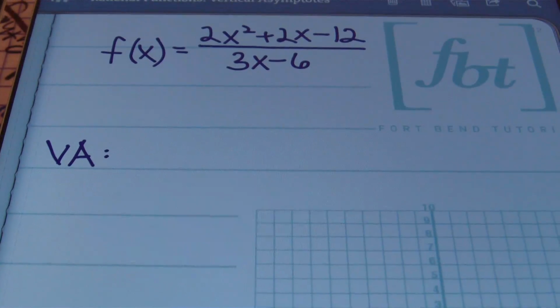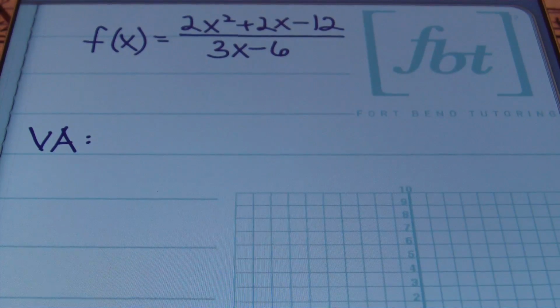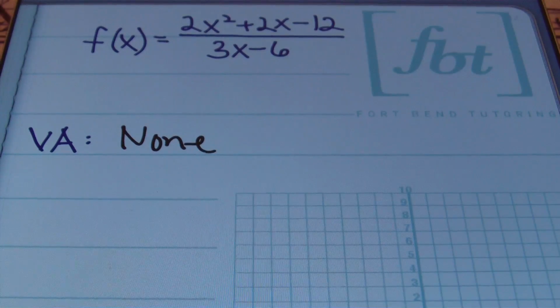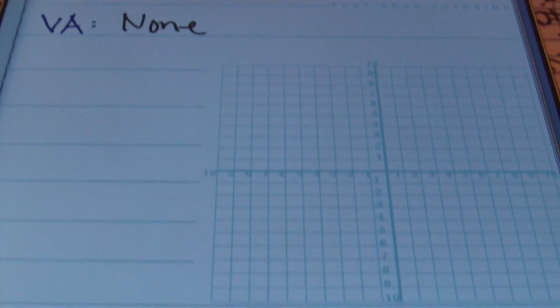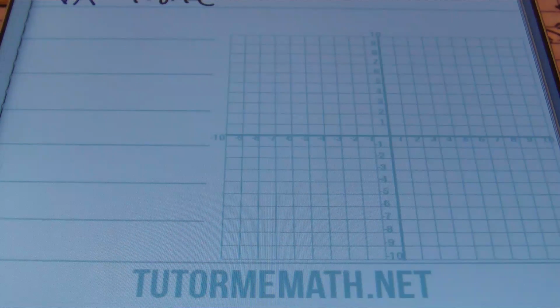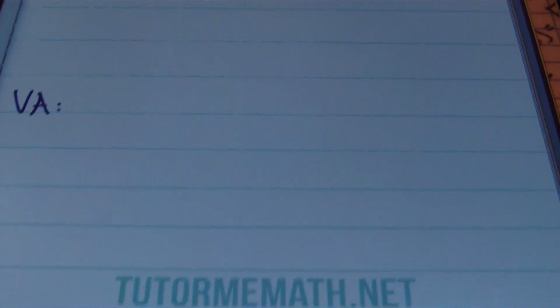All right, so we have our original function here, f of x equals 2x squared plus 2x minus 12 divided by 3x minus 6, and we found out that we don't have a vertical asymptote. Remember? It's none. Therefore we don't have anything to graph as far as the vertical asymptote is concerned. All right, and now on to problem number 6.